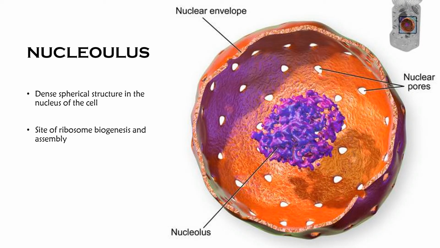Now, the nucleolus is this dense sphere in the middle of the nucleus of the cell, and this is where ribosome biogenesis and assembly takes place. And so you may have noticed that cells have an abundance of ribosomes because they're constantly making proteins, and proteins are what are needed for any physiological process to take place.